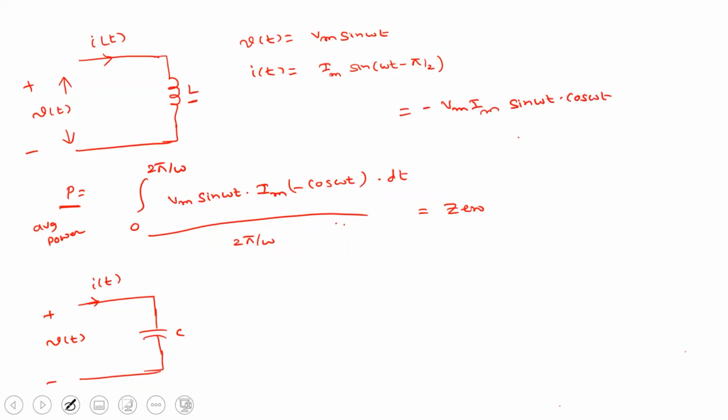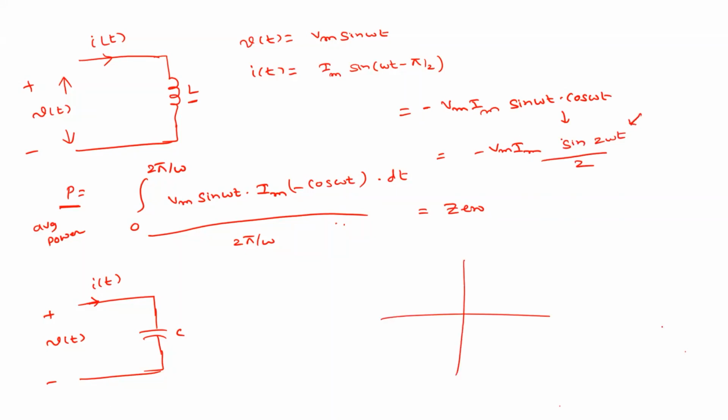It is minus, right? So how to write this term? Sin omega t cos omega t is sine 2 omega t by 2. So this is Vm Im by 2 into sine 2 omega t. Agree?